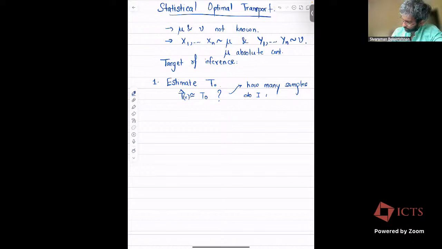Shiva, can you illustrate cases where this map would be good to know? You mean why do I want to know what the map is? That's right. Where is it used? Yeah.